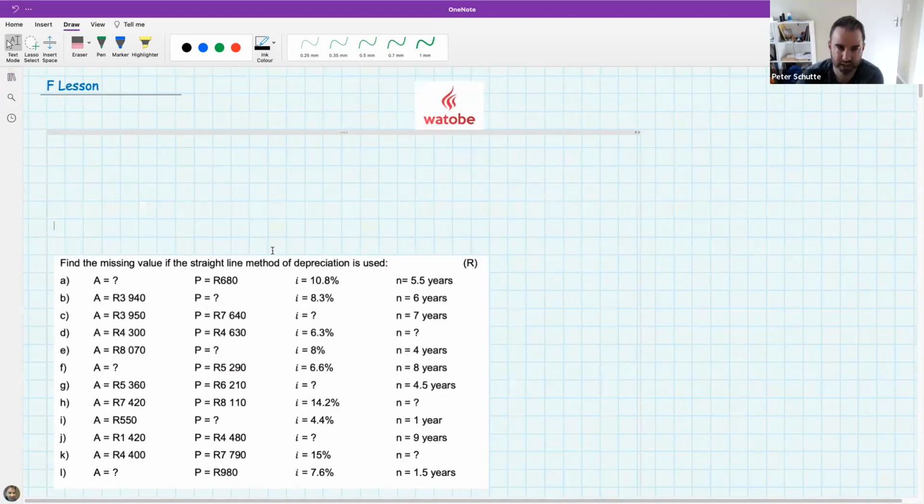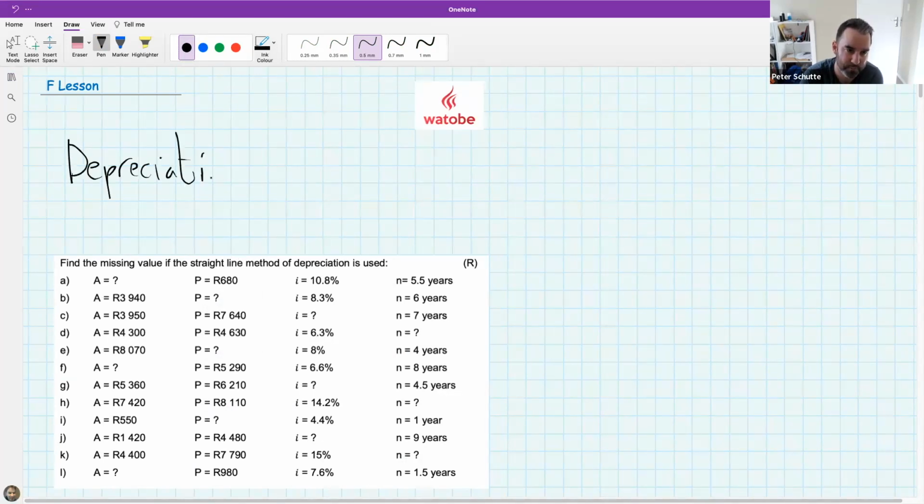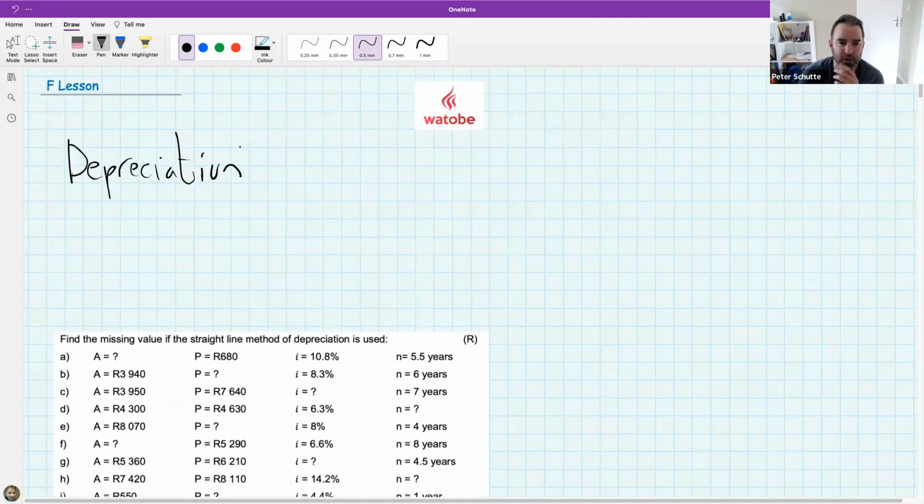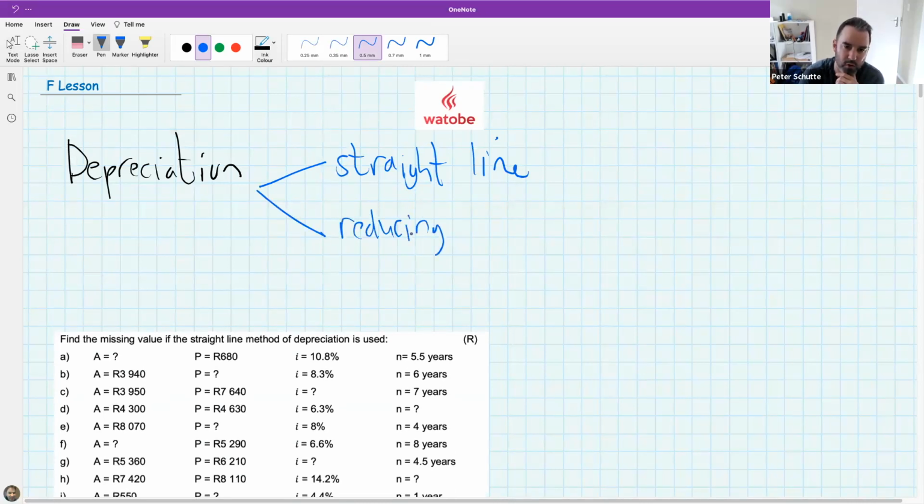So let's talk a little bit about what happened in the last lesson. We spoke about this thing called depreciation, and some of the words that came up were a little bit unfamiliar. So let's just have a quick little recap of that. When we talk about depreciation, we often talk about straight line depreciation, or we talk about reducing balance depreciation.